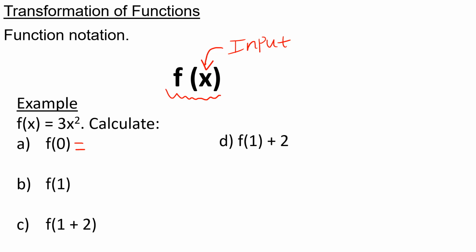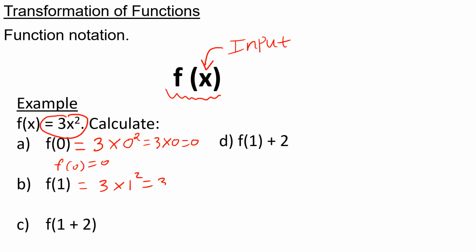I need to do is substitute 0 into the expression 3x squared. So I would have 3 times 0 squared, which is just 3 times 0, which is 0. So I could say f of 0 is 0. F of 1 is going to be what I get when I substitute 1 into the expression, which will give me 3 times 1 squared, 3 times 1, which is 3.